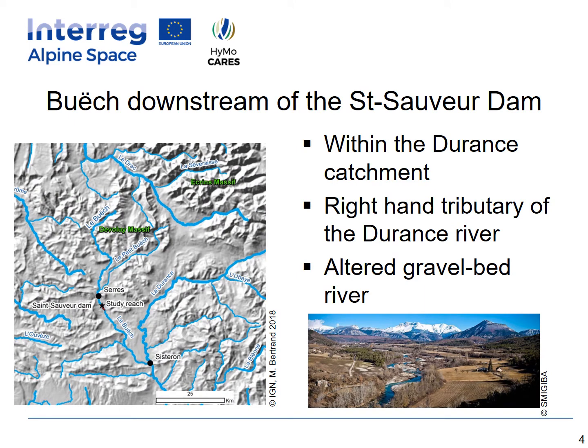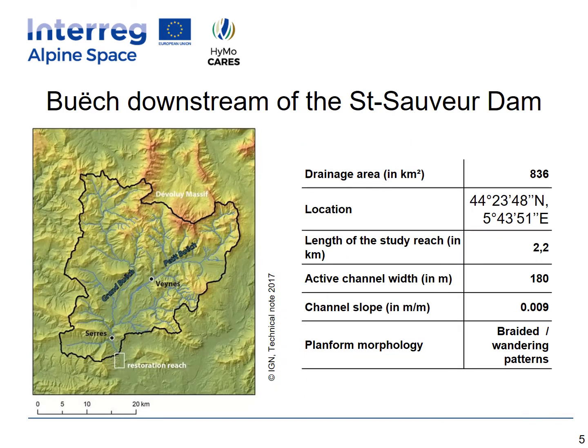The Buech is a gravel bed braided river draining the southern French Pre-Alps, most of its catchment being included in the Hautes-Alpes department. It is one of the major alpine tributaries to the Durance River, with a confluence at the city of Sisteron. The study reach is located close to the city of Serres, downstream from the EDF dam of Saint-Sauveur, built in 1992 at an elevation of 640 meters above sea level.